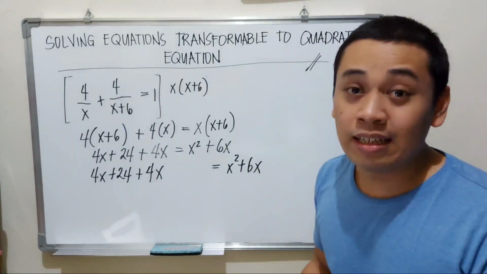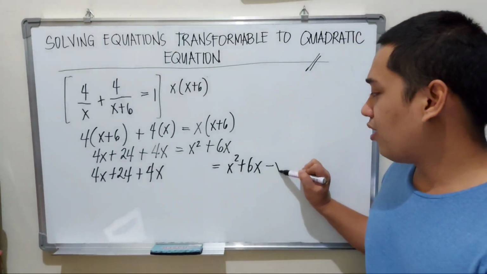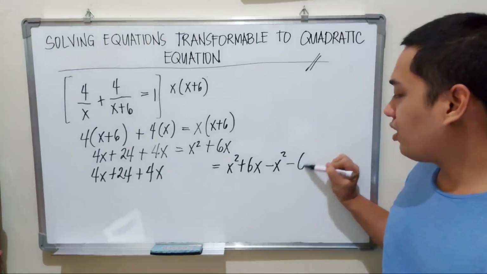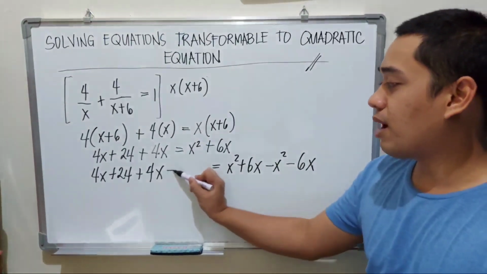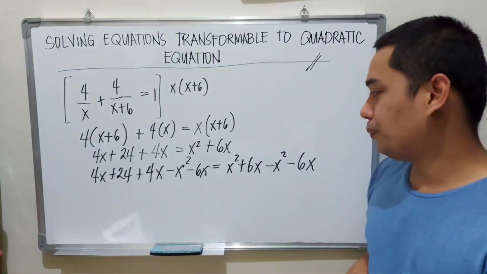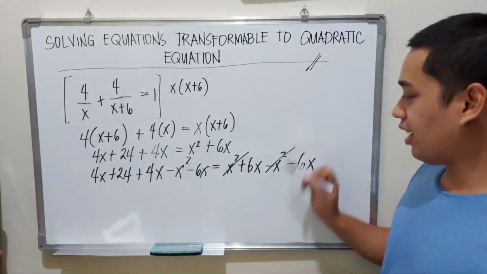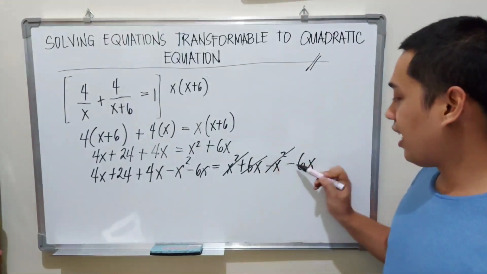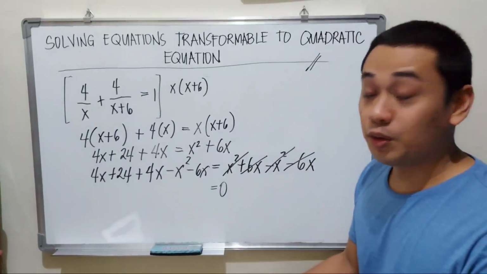Ibabawas daw natin sa equation yung mga nakikita natin sa right side. So, minus x squared minus 6x. Dapat ganun din. Kung ano yung binawas dito, mababawas din sa left side. Next step, dapat ma-cancel out na to. X squared, negative x squared. 6x, negative 6x. So, equate mo na siya kay 0.